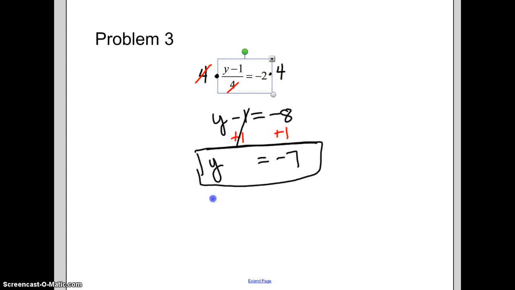Let's check our work. Negative 7 minus 1 over 4. Is that equal to negative 2? Negative 7 minus 1 is negative 8. And negative 8 over 4 is negative 2.